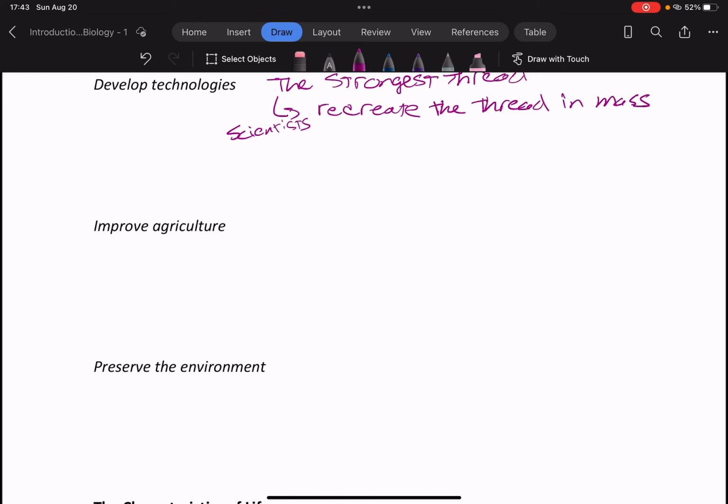Another thing is improving agriculture. Agriculture, if you don't know, has to do with food production.